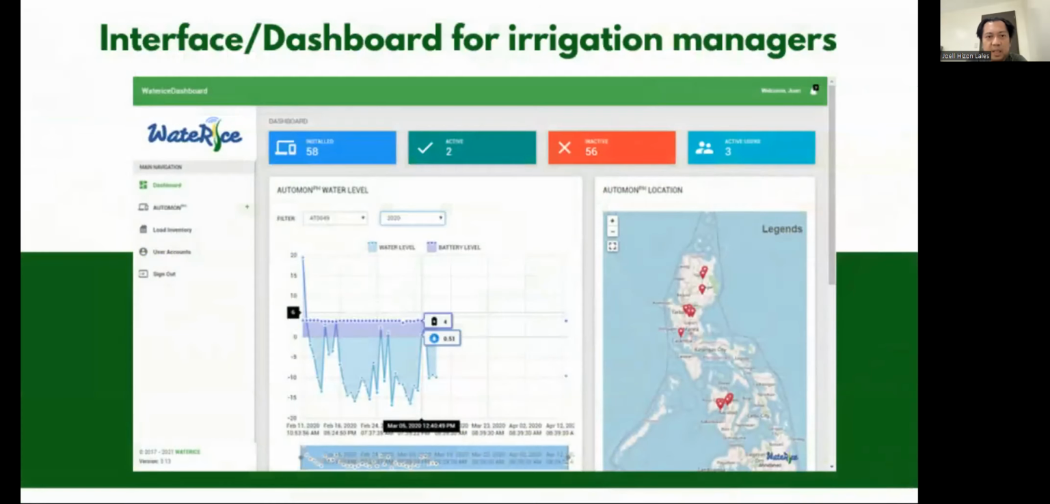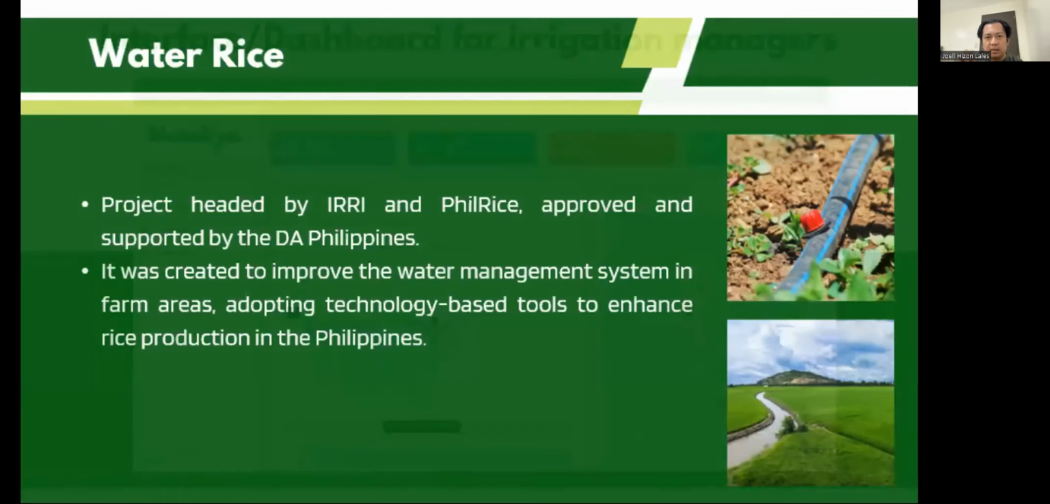Ito, dashboard siya. Ito yung nakikita. So it gives a signal on certain areas. Ito na yung level of water in the soil. So pag it comes to a dangerous level, meron na siyang sensor, magta-transmit na siya ng information dun sa server niya. Then magpapakawala na siya ng tubig.